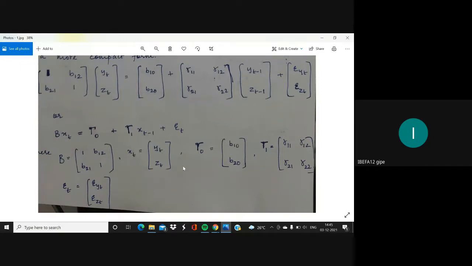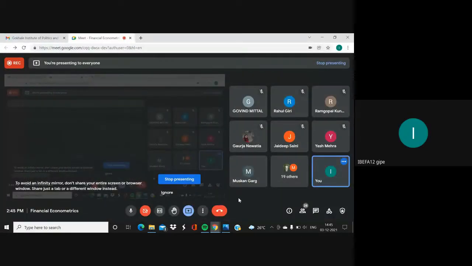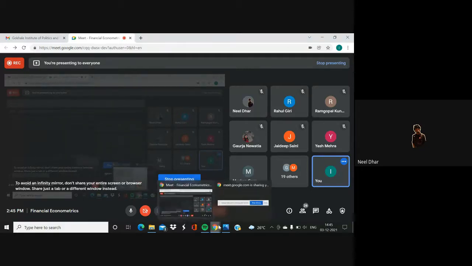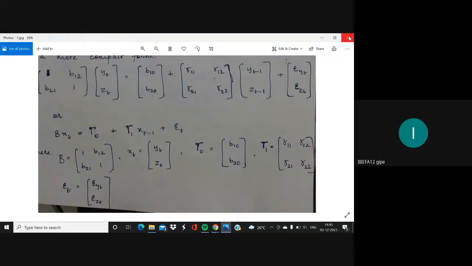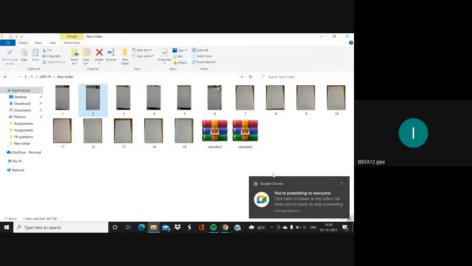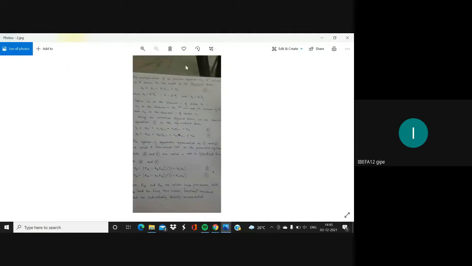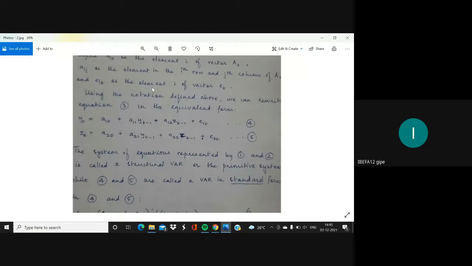So here we've explained what each of these terms mean, what this matrix B denotes, and so on. Any doubts or questions so far? Okay, I'm guessing you don't have any doubts or questions. So let's move on to the next page. At any point, if you have doubts, please make sure that you stop and ask me.